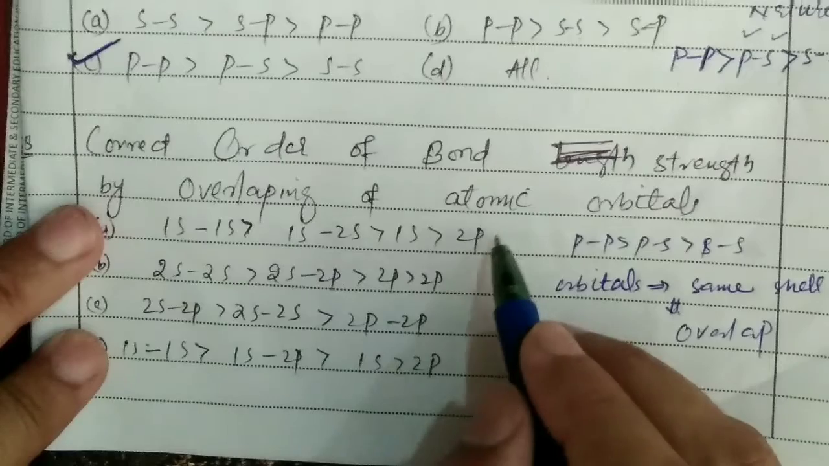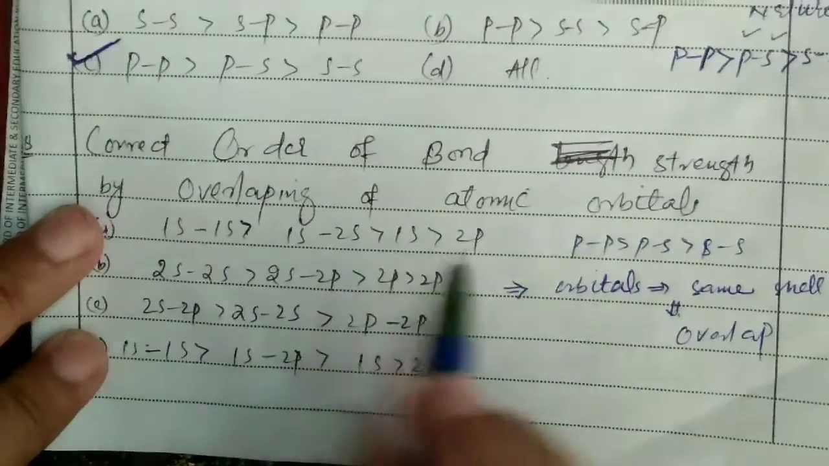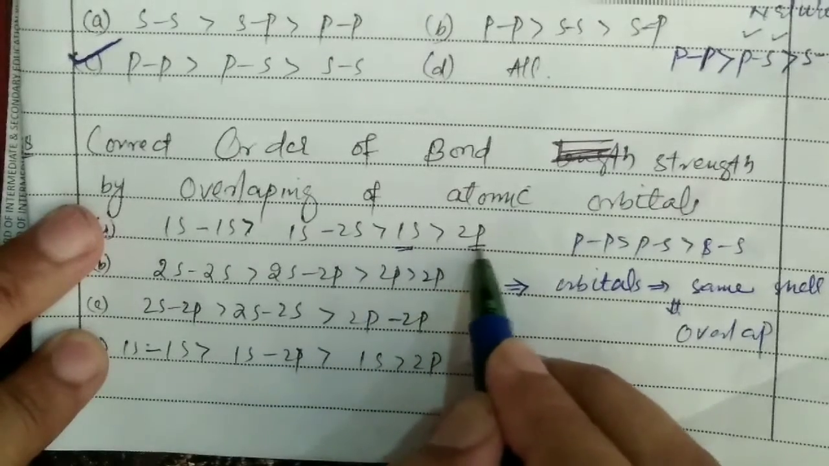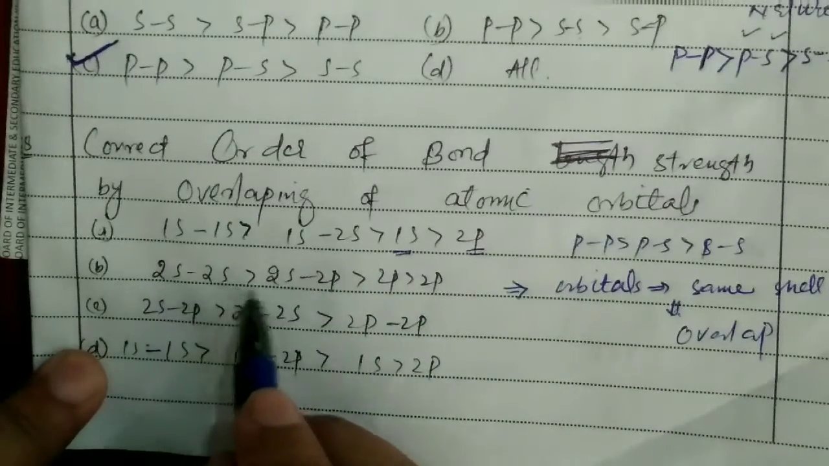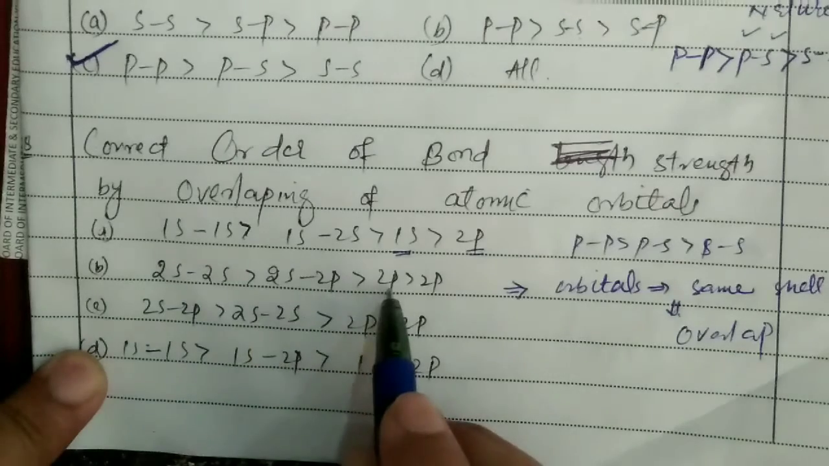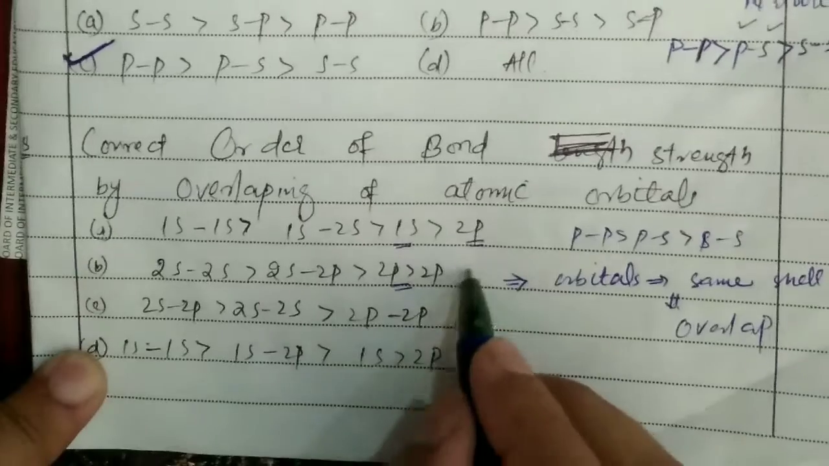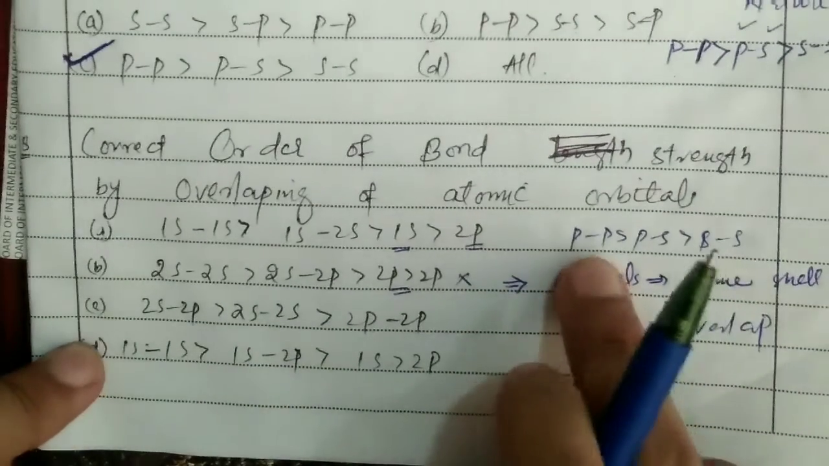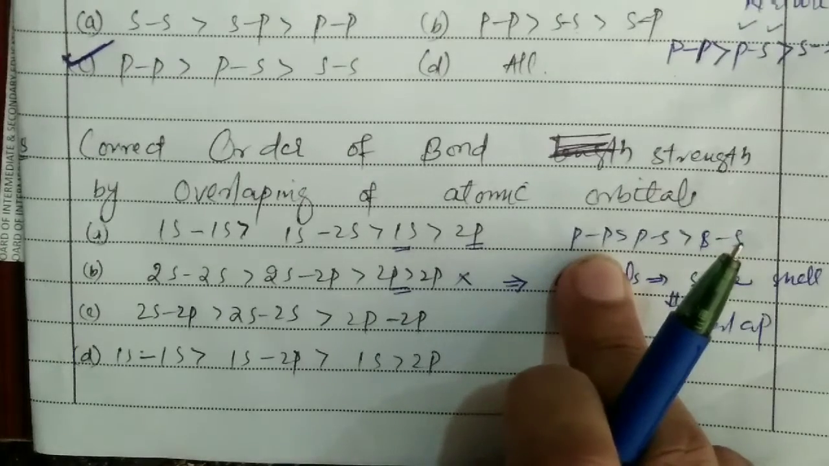So this cannot be right, because 1s and 2p, though these two belong to group number first, and this one belongs to group number second. Let's move ahead and see what the next options are. 2s 2s overlap is greater than 2s 2p. So this cannot be, because 2p overlap is less than all. So this is wrong, this cannot be right, because 2p will be greater, because I have already told you that pp overlap is greater than ps, which in turn is greater than ss.